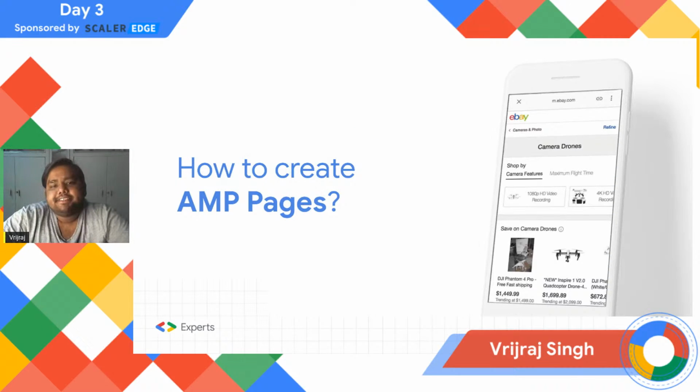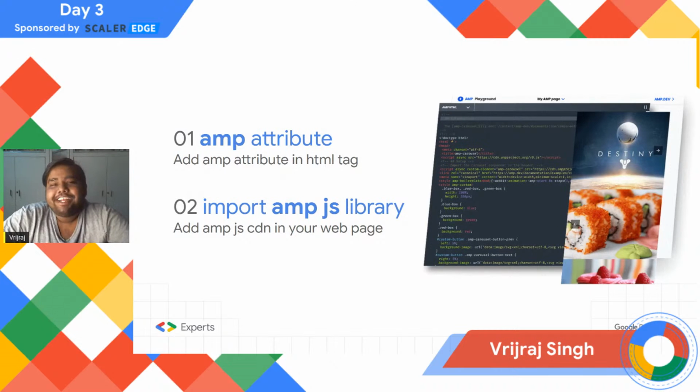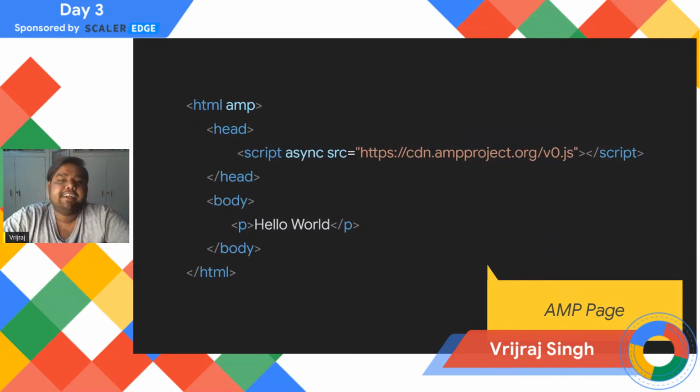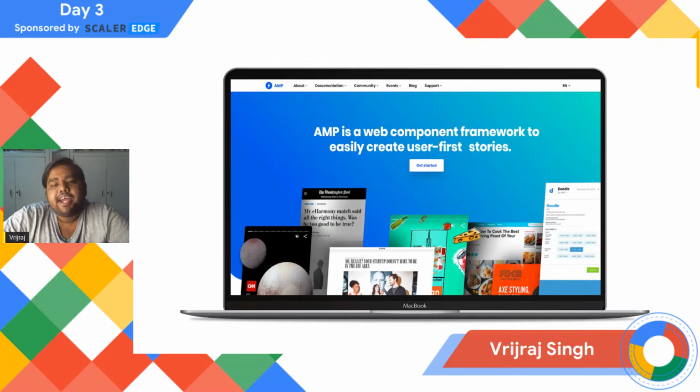How to create AMP pages? This is one of the best questions, the toughest question for a web developer. For creating AMP pages, you have to add two things. First, you have to add AMP as an attribute in the HTML tag, and second, you have to import the AMP.js library in your web pages, and that's it. This is very easy. You can create AMP pages which are super fast over the network. And this is a simple example. In the HTML, I have just added AMP as an attribute, and in the head tag, I have added the JS library for AMP. To know more about AMP, you can visit the link amp.dev.